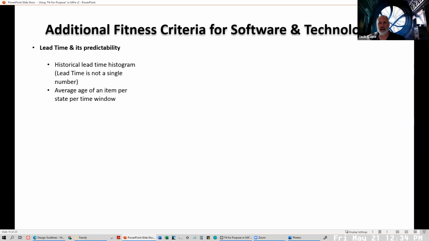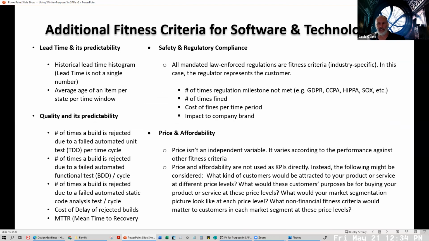Okay, additional fitness criteria. So, bunch of this stuff. I actually mentioned this in the very beginning: lead time and its predictability, quality and its predictability, safety and regulatory compliance, price and affordability. These types of things are fitness criteria because they help the customer decide whether or not to buy from you and can continue to buy from you.